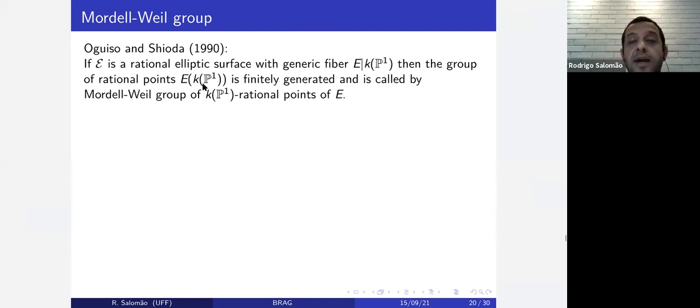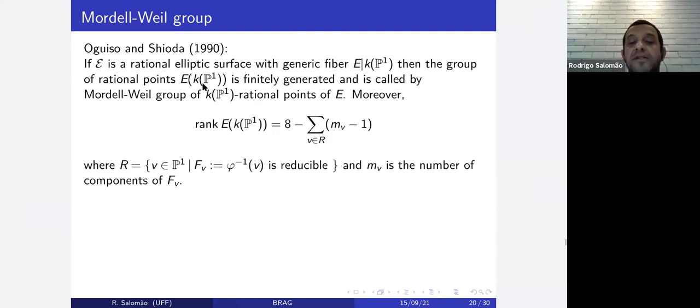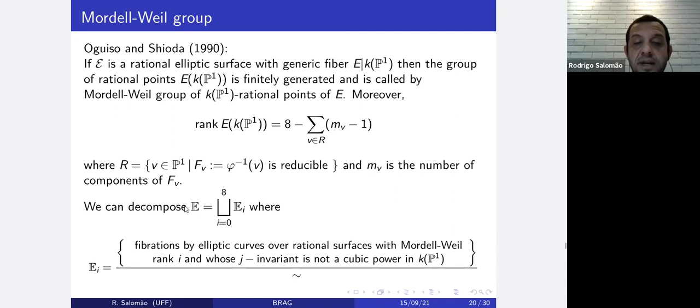And moreover, for a rational elliptic surface, the rank of the Mordell-Weil group is given by this formula, where m_v is equal to the number of components of the reducible fibers of the elliptic fibration on the rational elliptic surface, and here v runs over the points such that the fibers are reducible. Okay, and moreover, this group, the Mordell-Weil group, is a birational invariant of the generic fiber.